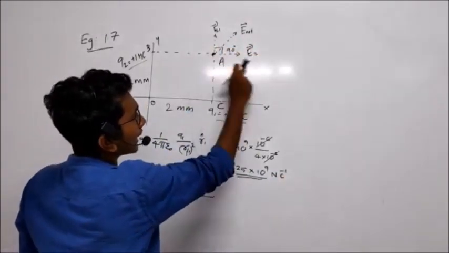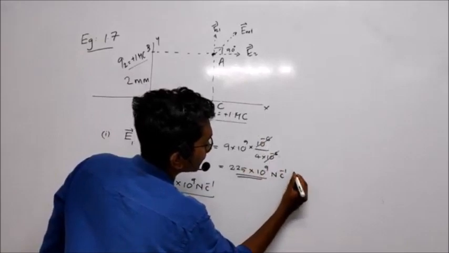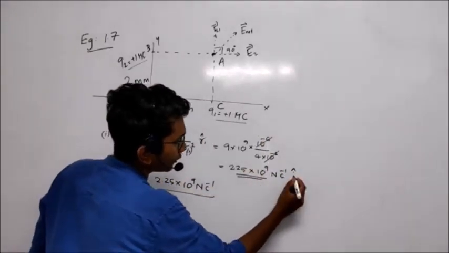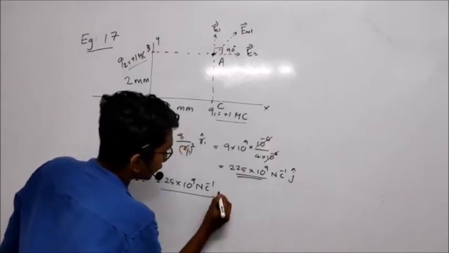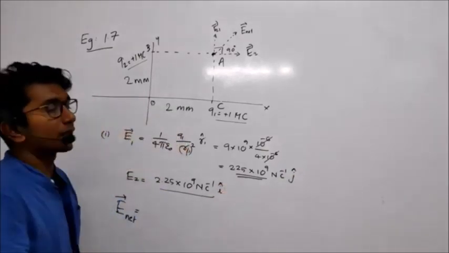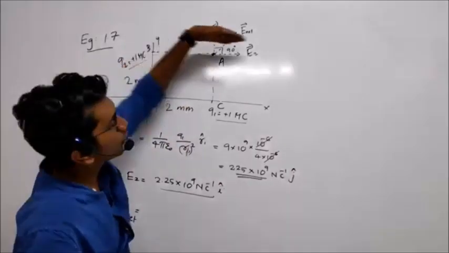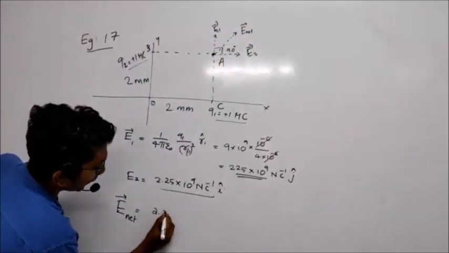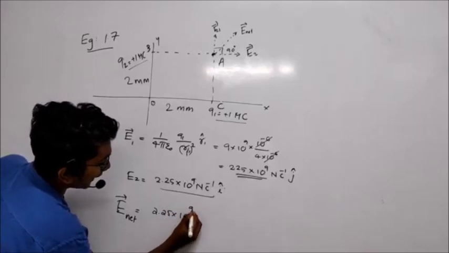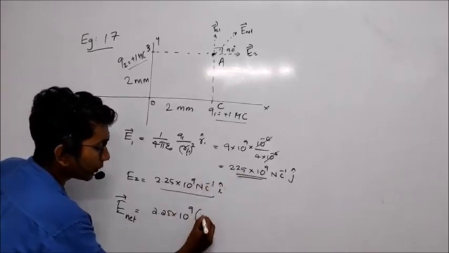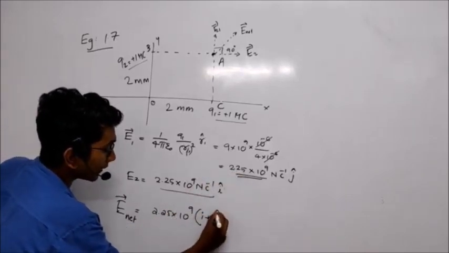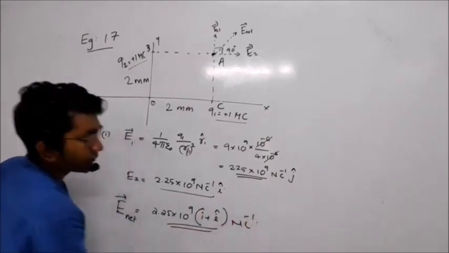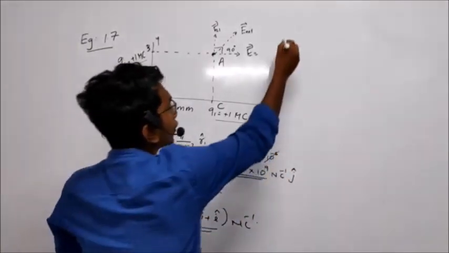Okay, is this i or j? This will be i. E2 will be i. Not this one. E1 will be j cap and E2 will be i cap. And what is the net? Net will be 2.25 into 10 to the power 9, both are equal, into i plus j Newton per coulomb. But we have shortcuts.